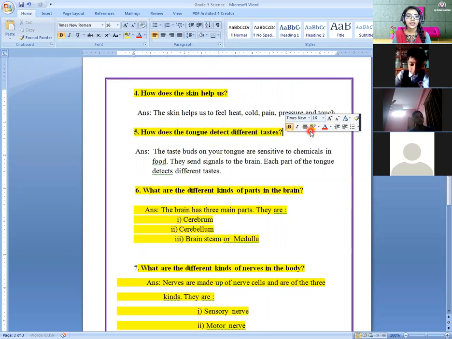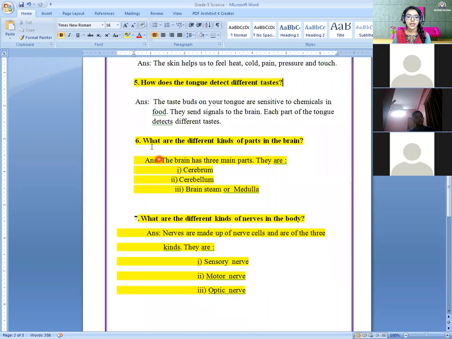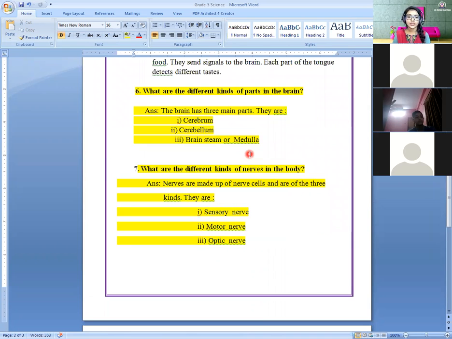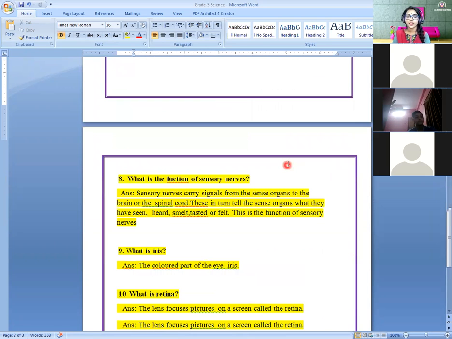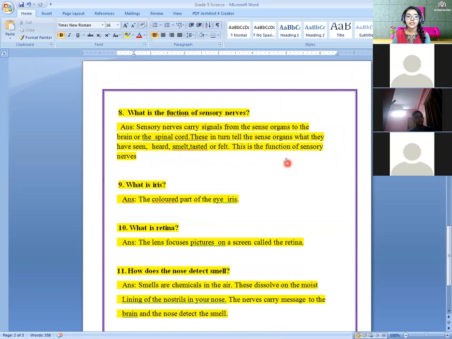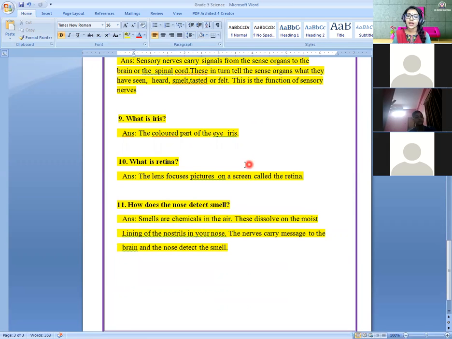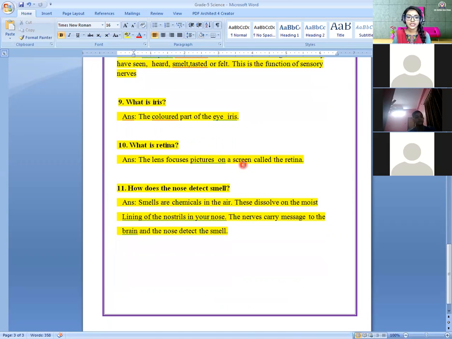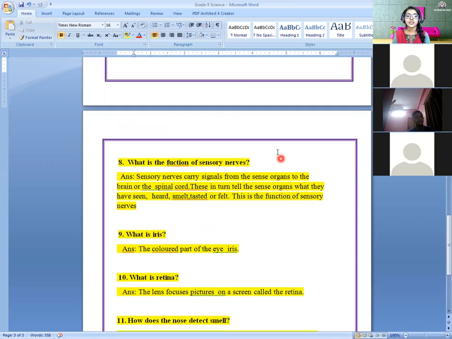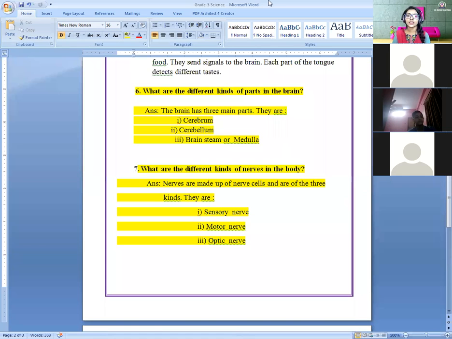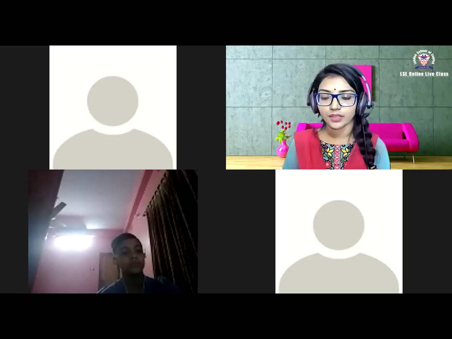The sixth is, what are the different parts in the brain? The seventh is, what are the different kinds of nerves in the body? The eighth is, what is the function of sensory nerves? Ninth, what is the iris or what is the retina? And the last question is, how does the nose detect smell? Okay, so these are the broad questions and also short questions in this chapter, and this is very important for your exam.